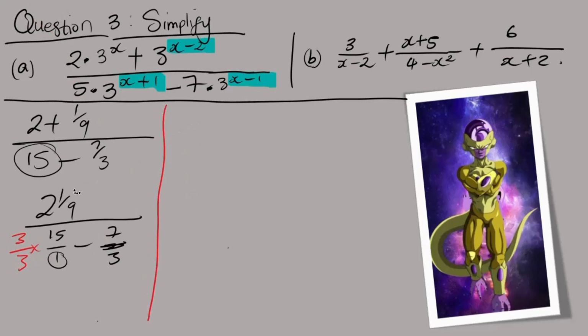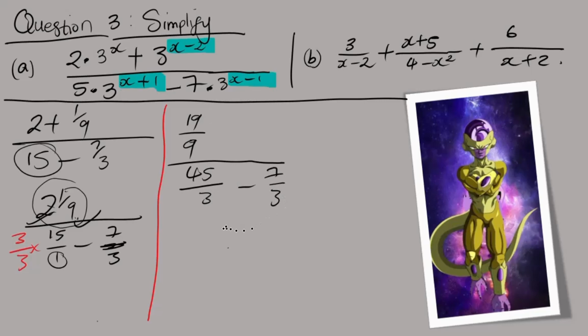And then I'll end up with what? Here I still have, okay, let me write this as an improper fraction. 2 times 9, it's 18. 18 plus 1, it's 19. So it's 19 over 9. And this is all over 45, because 3 times 15 is 45 over 3 minus 7 over 3, right? This is what I have so far.